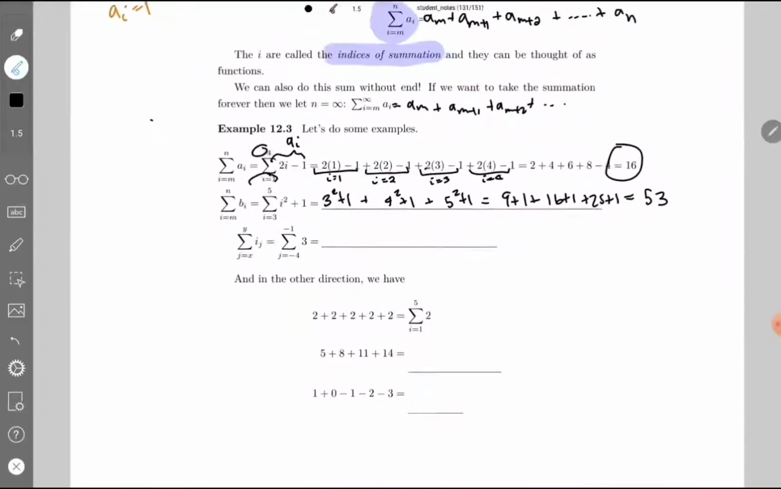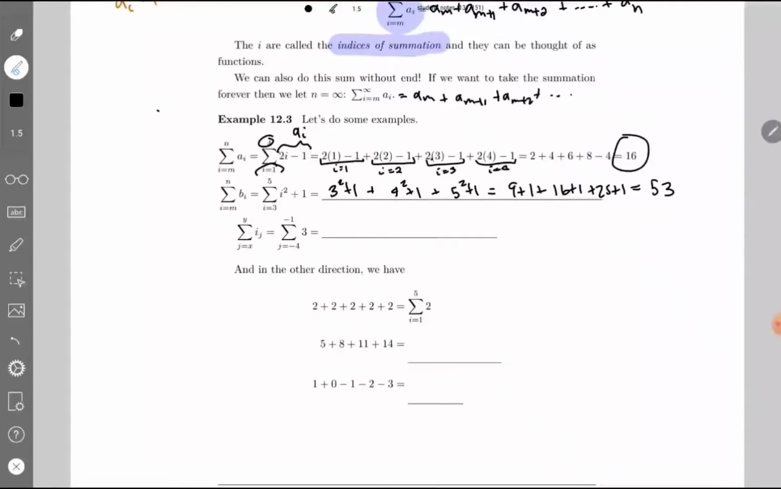And then these variables, remember, they're just variables. We can change the letters up and it won't matter. So here's one that's a little crazy because we got to craze things up a little. So let's look at the sum from j is equal to x to y of I sub j.